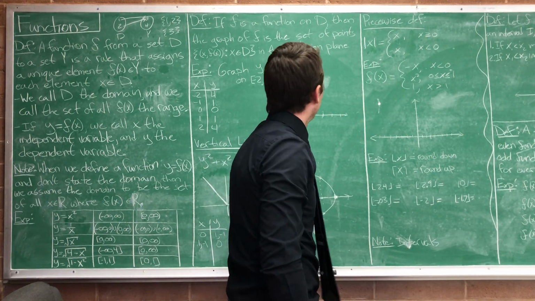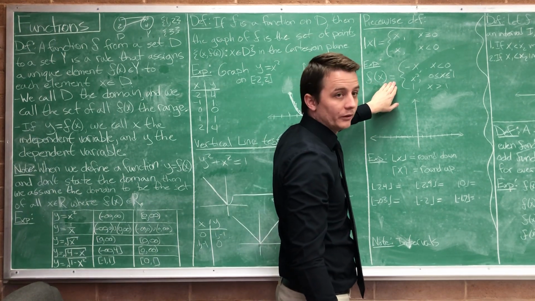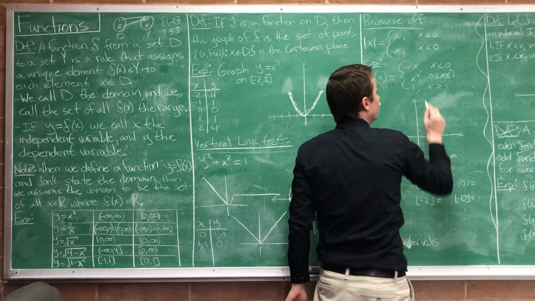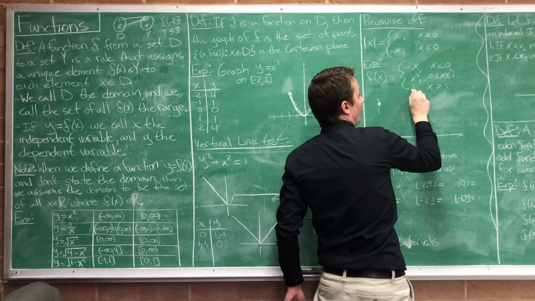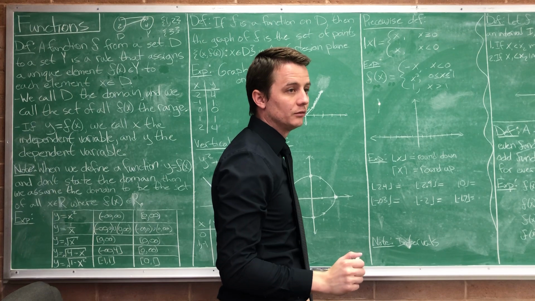So let's look at another example. f of x is equal to, here's my piecewise function. It's equal to negative x when we plug in a negative number. It's equal to x squared when we plug in a number between 0 and 1. And it's equal to 1 when we plug in a number greater than 1. Let's graph this thing.